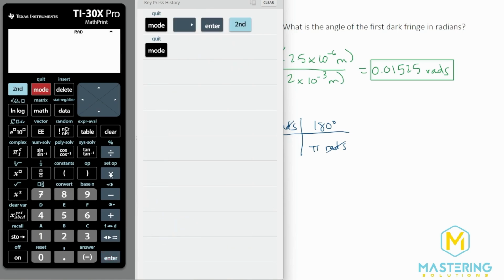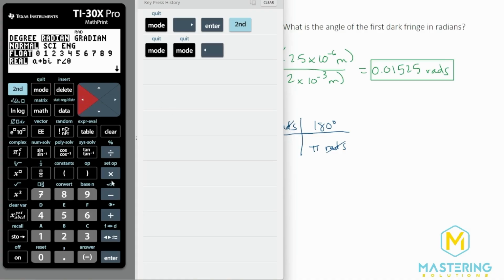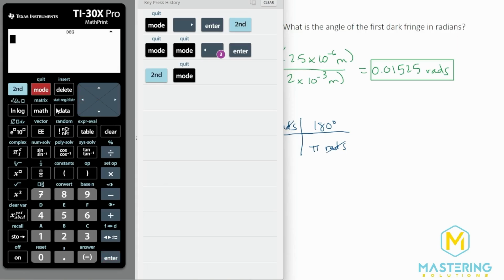Okay, so now another way that we can convert this to degrees, if you forget all that on the test and you're flustered and you don't remember what to do, is we need to change the calculator mode to what we want it to be. Right now you can see we're in radian mode, but we want to convert these radians to degrees. So let's first go to mode and go over to degrees. And now we can go out of this, second quit.